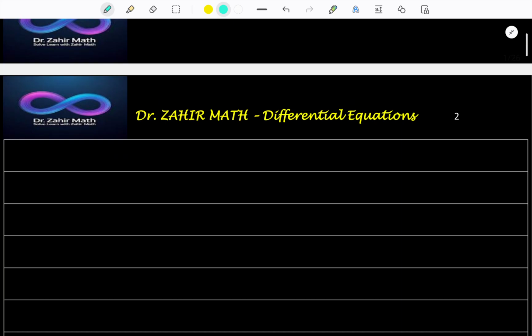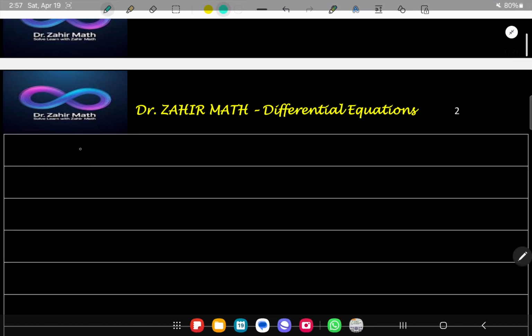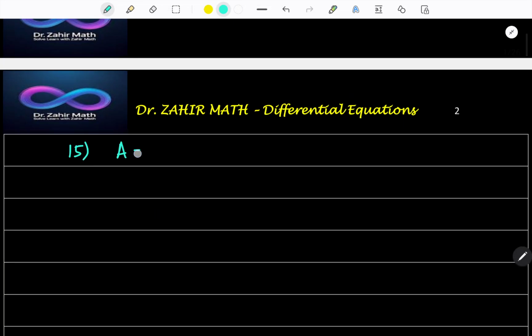Let me write the question again because it's gone to the previous page. So question number 15. A is equal to minus 3, 6, minus 2, 4, right? Actually, the question says to determine whether the matrix is singular. If not singular, find A inverse.